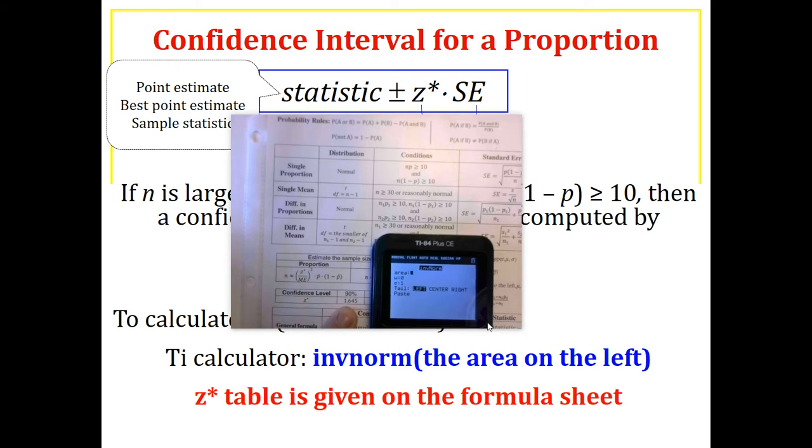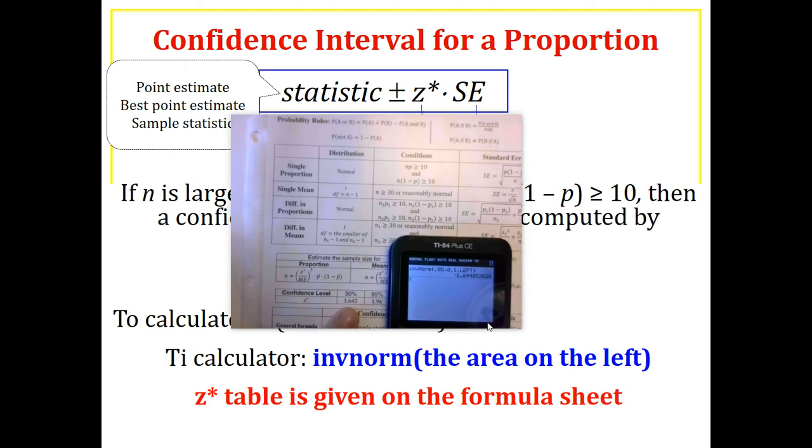So my area would be 0.05. That's 5%, right? That's half of 90 split up in two sides. Always a 0, always a 1, always a left tail. And I hit the button, and boom, there's my 1.645. Remember, there's always a negative and there's always a positive.